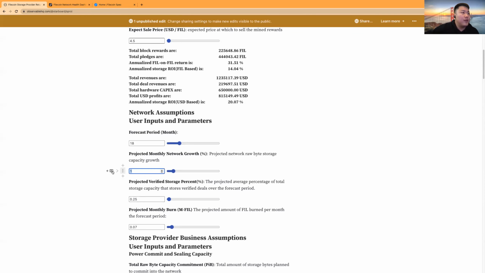So let's say we keep everything fixed. If I adjust it to, let's say, 5%, this might be more obvious. You'll see that as a miner, your annualized storage return actually shrinks. This is because when I adjust that parameter, I was keeping all of the SP growth parameters constant. So if you think about it, it's more like you're dividing.